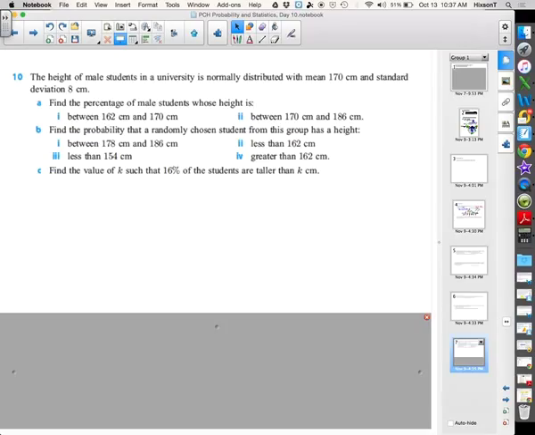Again, first thing you should be doing is sketching that curve. Yeah, because you can express a probability as a decimal or as a percent.